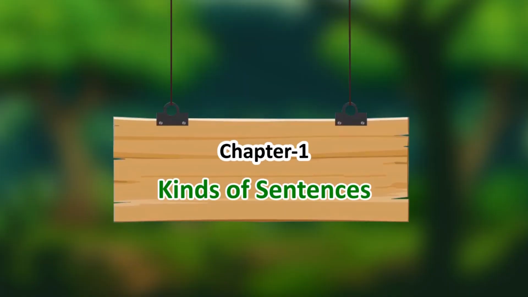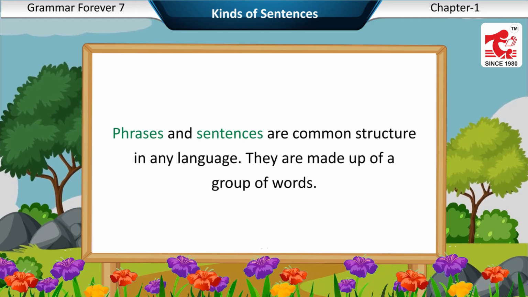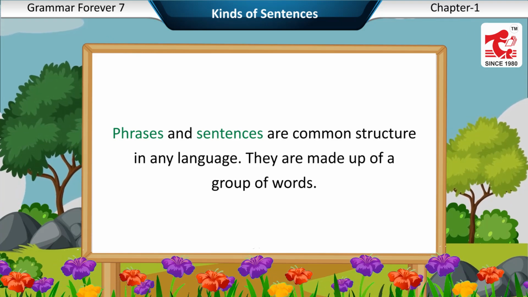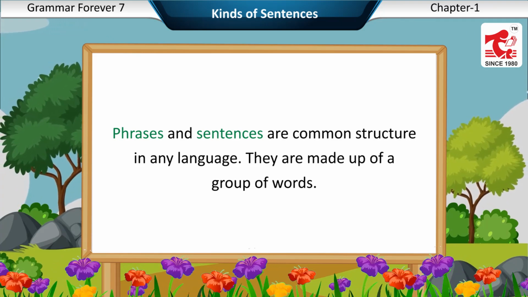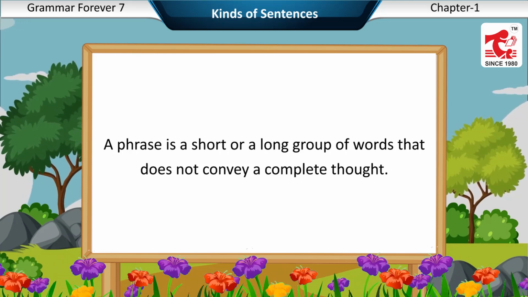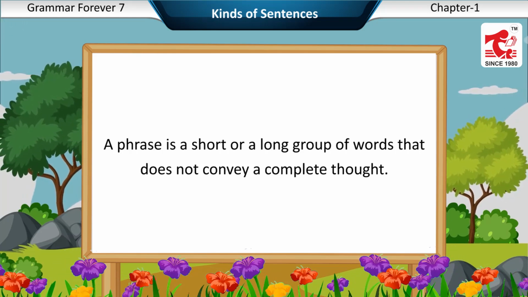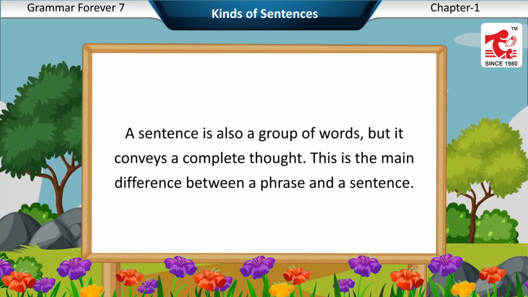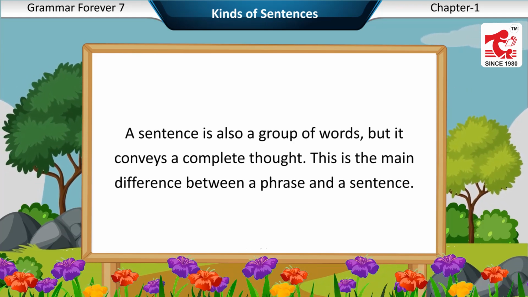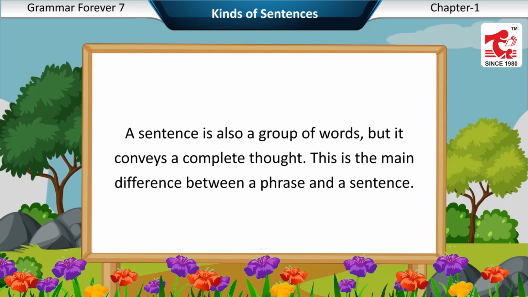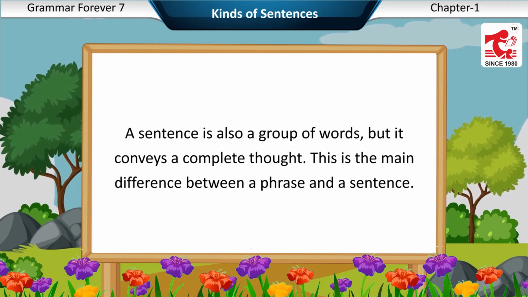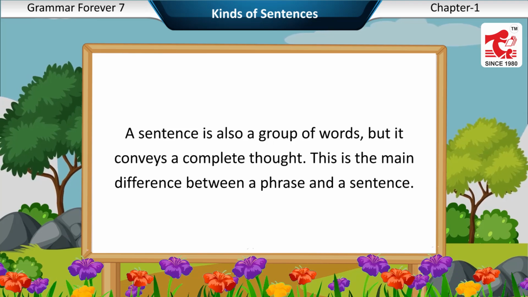Chapter 1. Kinds of sentences. Phrases and sentences are common structures in any language. They are made up of a group of words. A phrase is a short or a long group of words that does not convey a complete thought. A sentence is also a group of words, but it conveys a complete thought. This is the main difference between a phrase and a sentence.